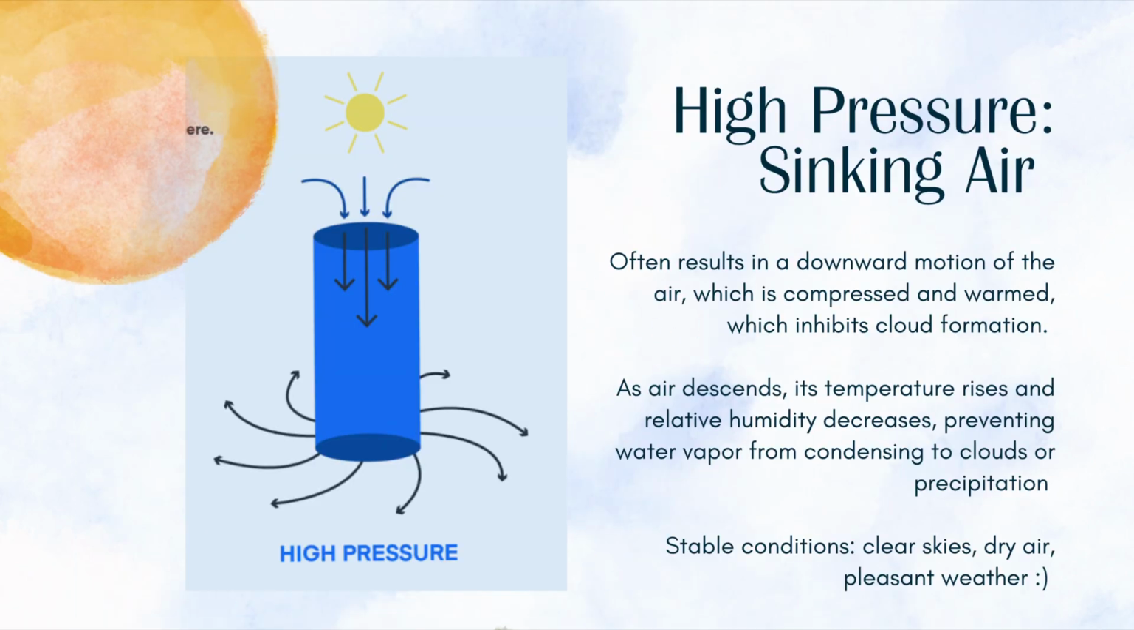So then, as a result, in high pressure, the air sinks. This often results in a downward motion of the air, which is compressed and warmed, and this inhibits cloud formation, so you often get more stable weather conditions, with clear skies and dry air. It's more pleasant. Because as air descends, the temperature rises and the relative humidity decreases, preventing water vapor from condensing to clouds or precipitation.